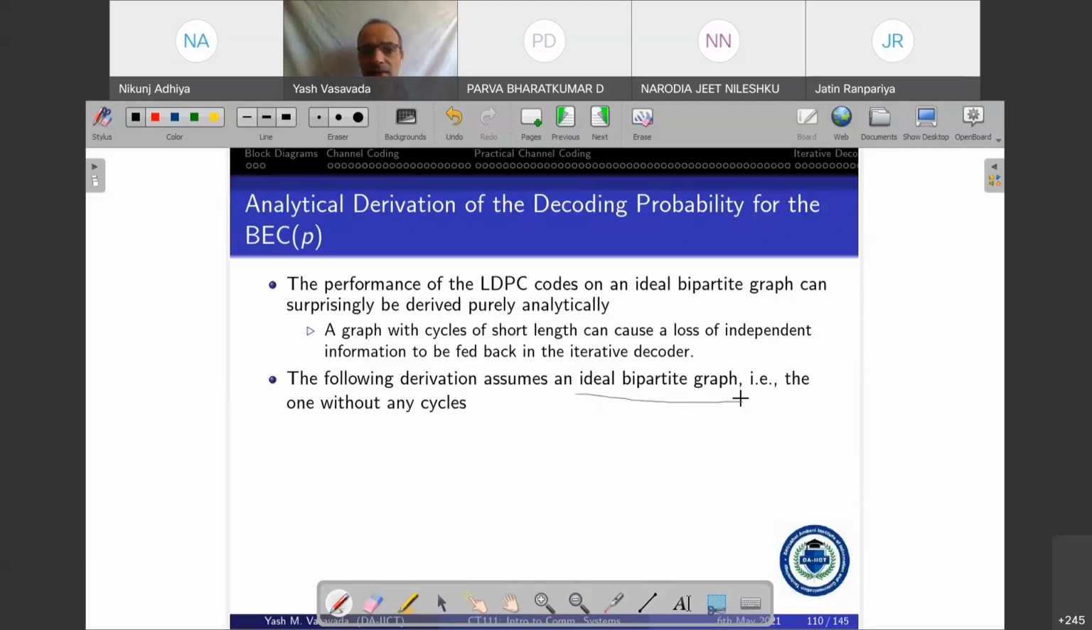It will have certain cycles, hopefully not of very small lengths, because as the cycle length becomes smaller, that positive feedback becomes more and more amplified. So the designer of LDPC codes tries to make sure that the corresponding graph of the LDPC H matrix has cycles of pretty large length. Okay, so we are going to assume an ideal version of it where the graph has no cycles whatsoever.